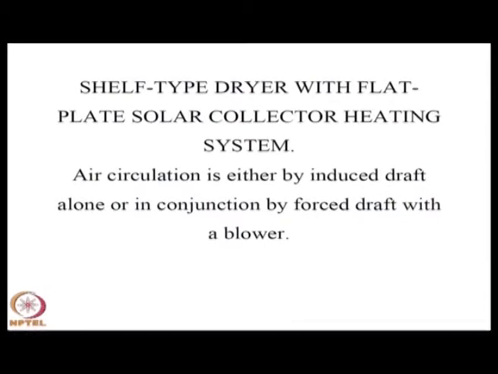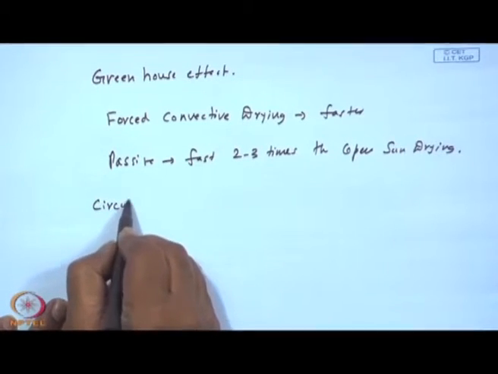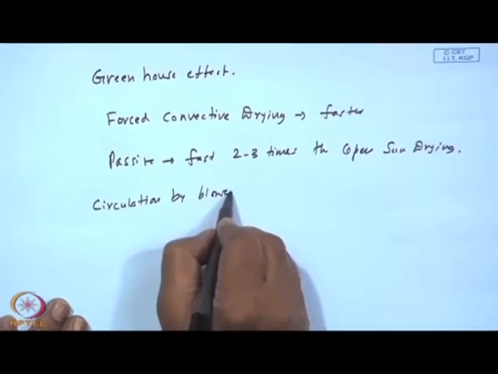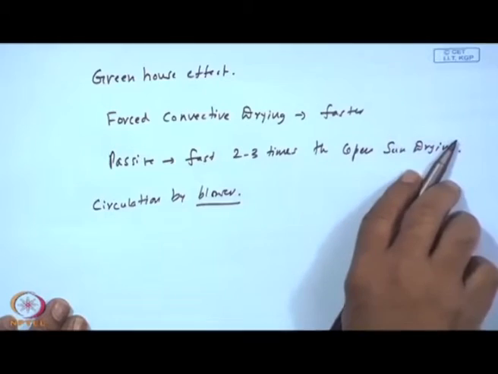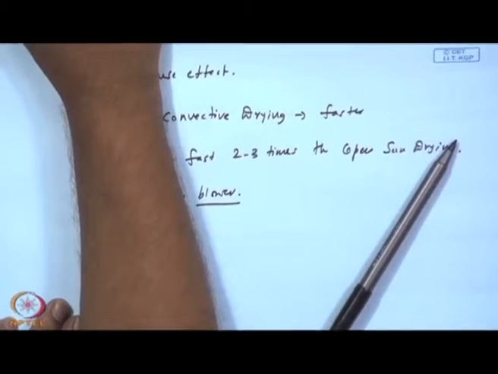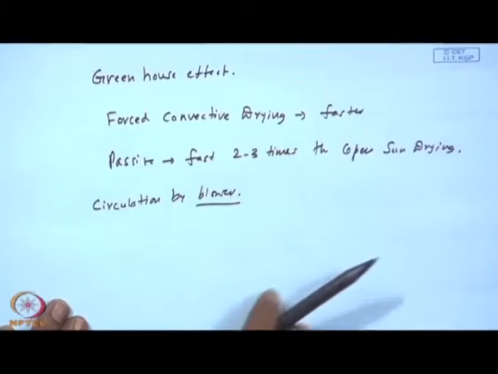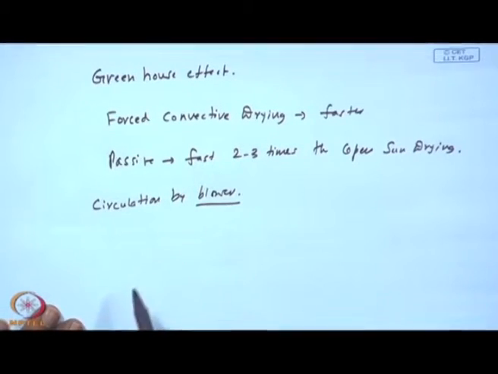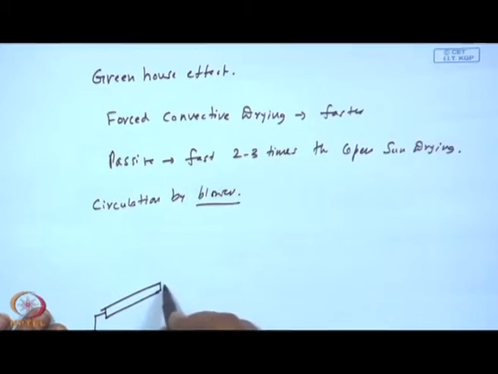Now, you may have a circulation by a blower. Strictly, this is not a passive device, but I have included it because of its application in drying. So, you have a solar collector and you may have here a conventional dryer. This is your solar collector through which air is being circulated.